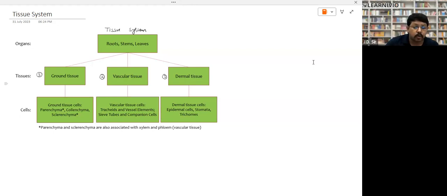Now we discuss one by one. It is written that parenchyma and sclerenchyma are also associated with the xylem and phloem, right? We know that. So now we will discuss one by one. Clear? First, please note down what the tissue system is.